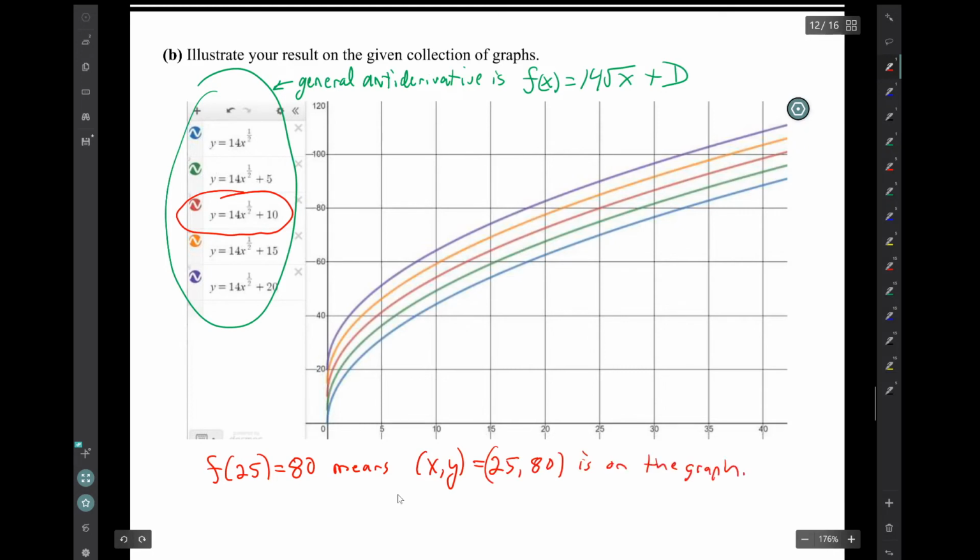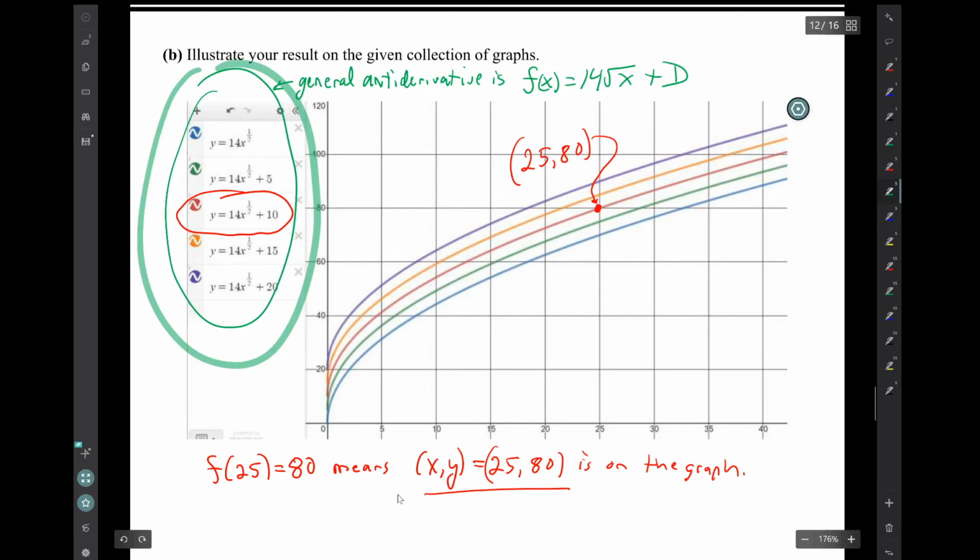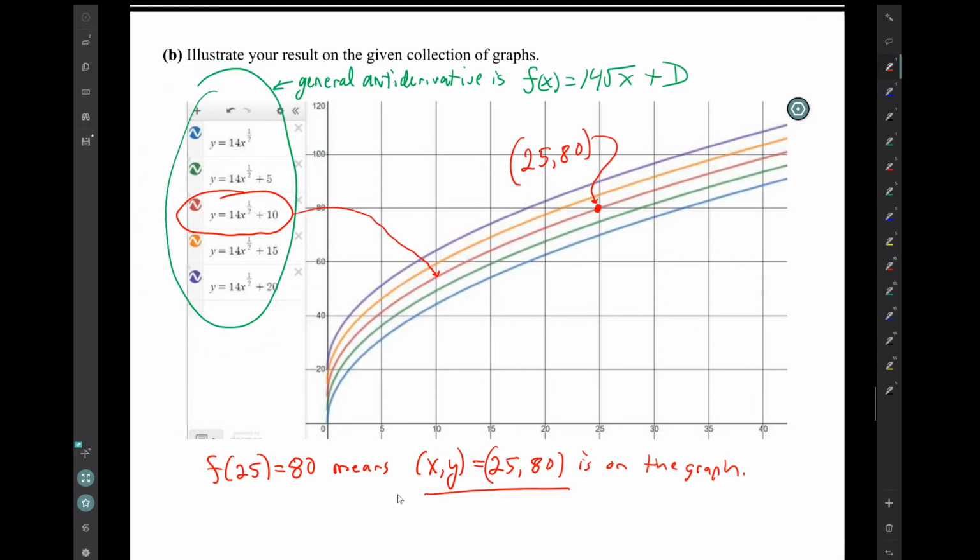So we have to illustrate our result. Our result was we found that particular antiderivative, but the condition we should illustrate as well. F parentheses 25 equals 80 means that this point is on the graph. Well, let's see, that's here. So among that entire collection of antiderivatives, there's exactly one particular one, that red one, that has the property that its graph passes through that point.